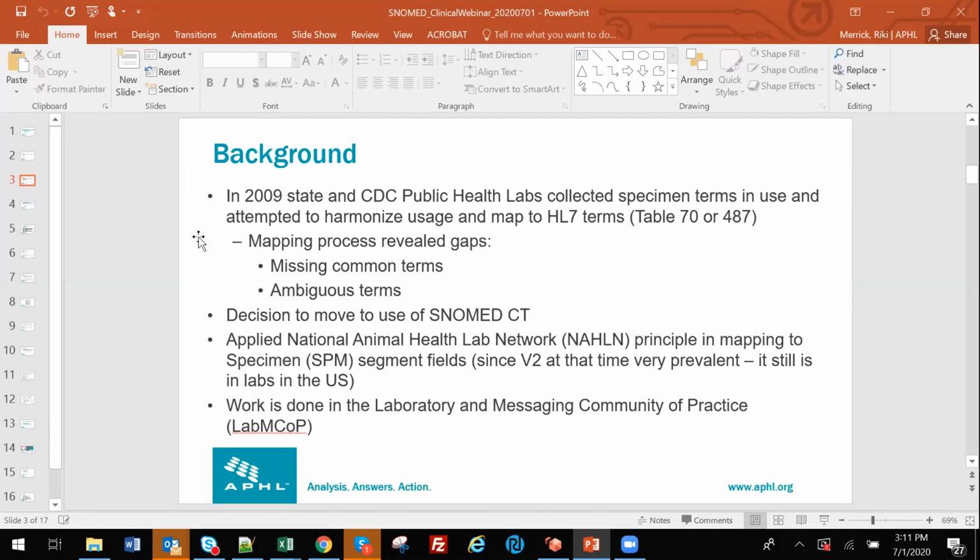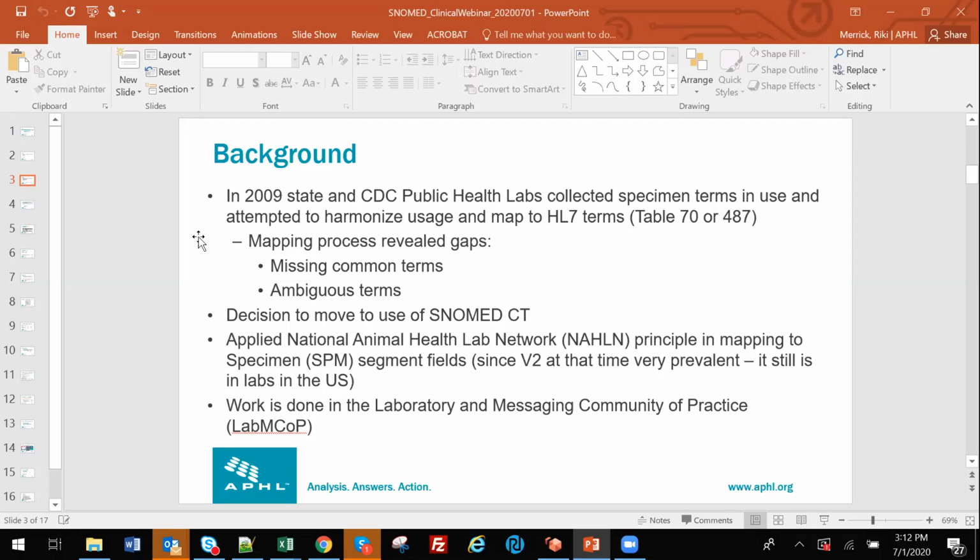So we thought, well, SNOMED is pretty good and provides definitions for things, and we can provide definitions for things, and maybe we should move to SNOMED. Also at the time, we were working closely with Jim Case, who was at the Animal Health Laboratory Network back then and had done this already for their work and gave us a starting point. And so that's what we started working off of.